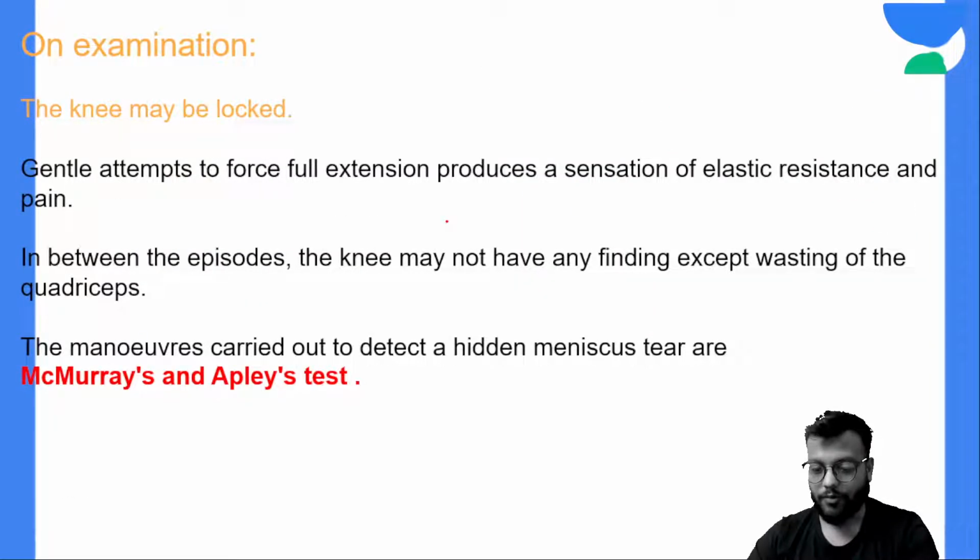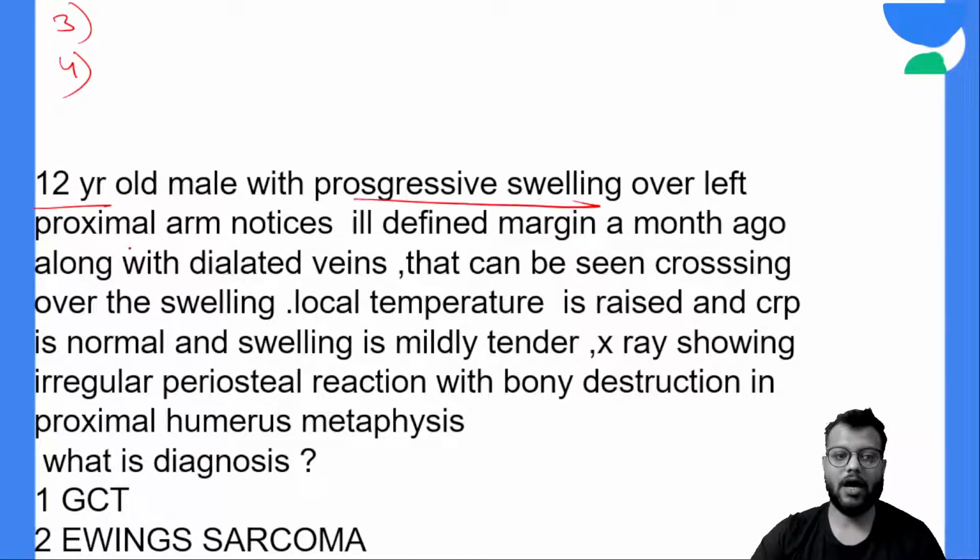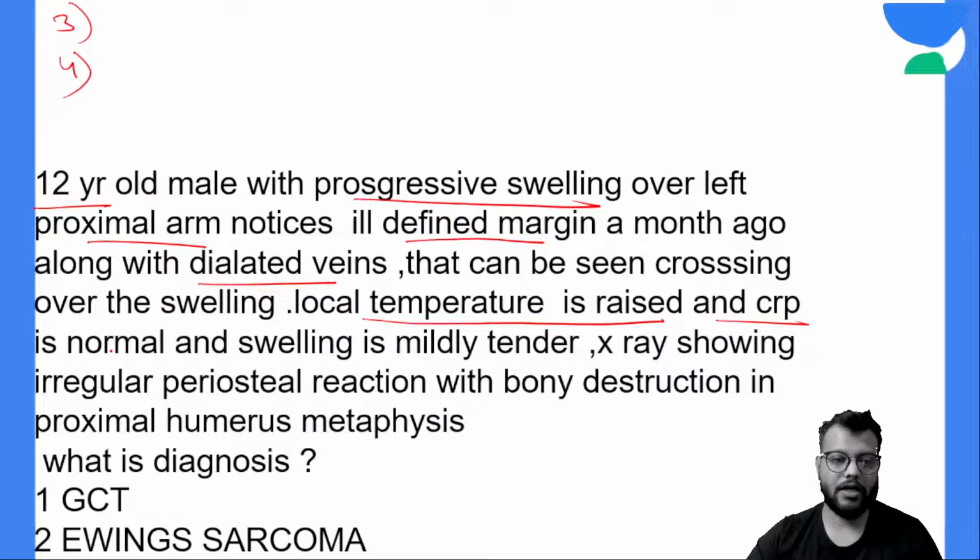Now we'll come to the next question, okay. So I'll write the third and fourth options here, okay. A 12-year-old male with progressive swelling over the left proximal arm noticed an ill-defined margin a month ago, with dilated veins that can be seen crossing over the swelling. Local temperature is raised, CRP is normal, and the swelling is mildly tender. X-ray shows irregular periosteal reaction with bony destruction in the proximal humerus metaphysis. What is the diagnosis?